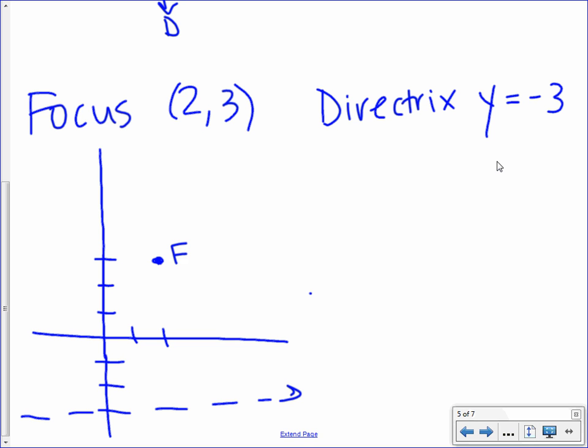Up. So if it's going to open vertically, we need to use x minus h squared equals 4p times y minus k. But we have a problem. We don't have the vertex. How are we going to know what the vertex is? Sean, you have an idea?